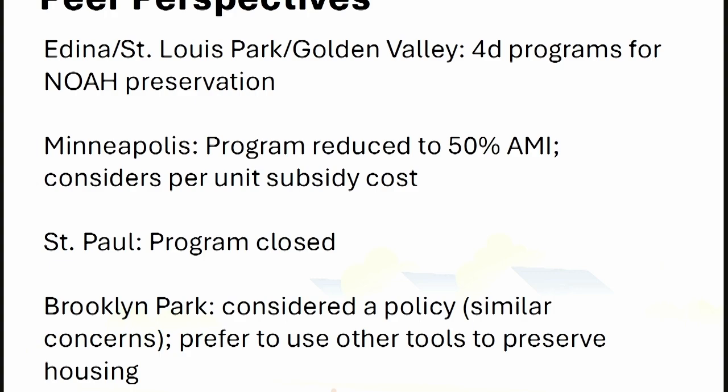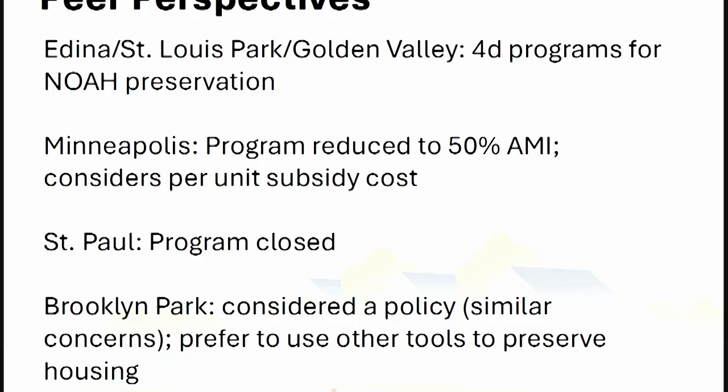In the case of Minneapolis and St. Paul, they both have programs as well. St. Paul has shut down the program to any new applications. In the case of Minneapolis, they have reduced their requirement to 50% of the area median income, so actually made it stricter. They also did a study that was quite interesting, looking at the cost per unit of subsidy for various types of housing in their community.